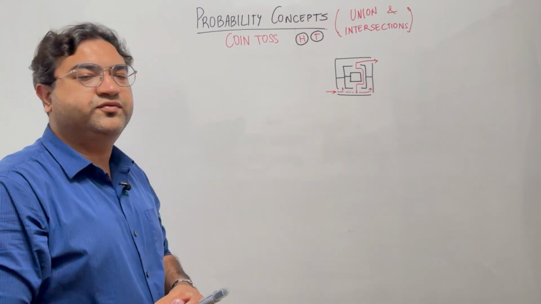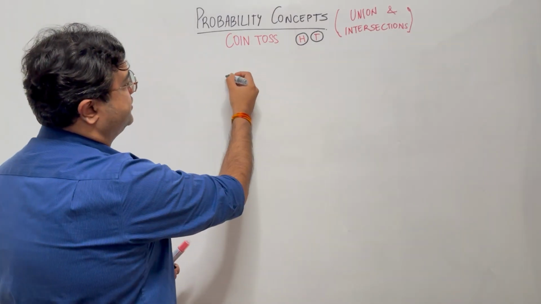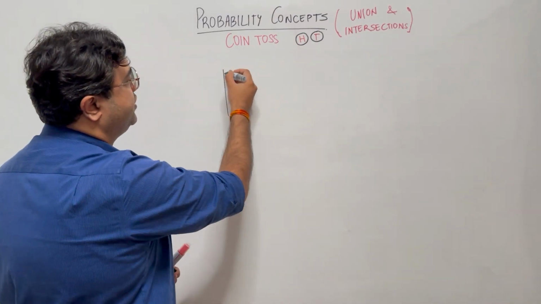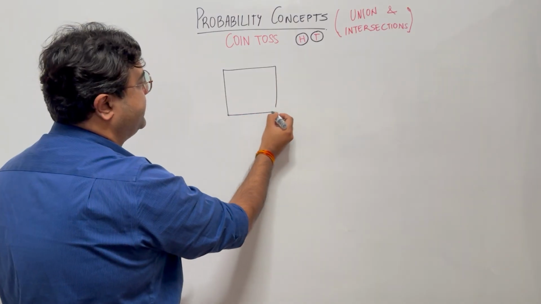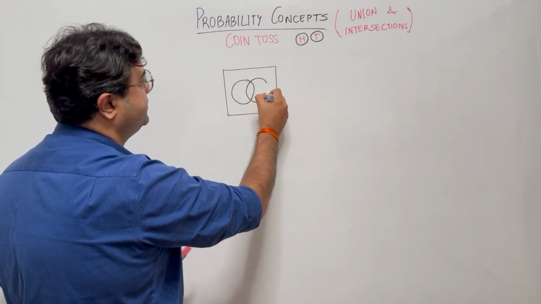So let's visualize first what unions and intersections are. It is very easy to visualize them in terms of Venn diagrams. So this is one event, this is the other event.